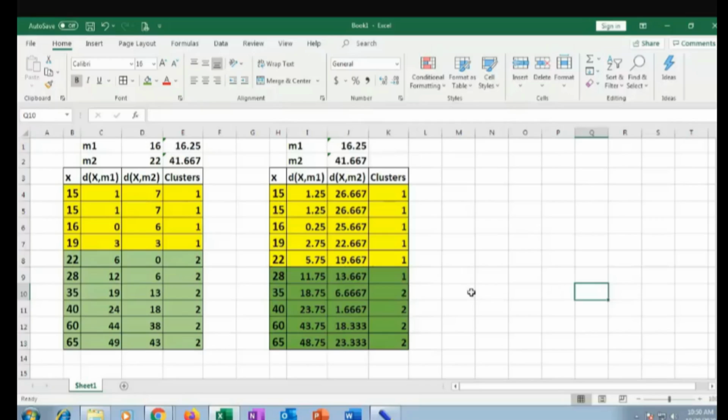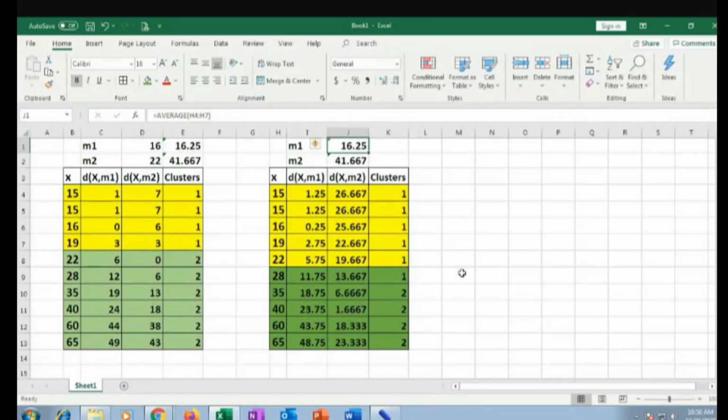Okay, now look at this. Initially there were how many points? 4 points. Now it has been changed to 5, because look at this cluster. So from 16 to 16.25 it has been changed. So ultimately this 6 has just missed.